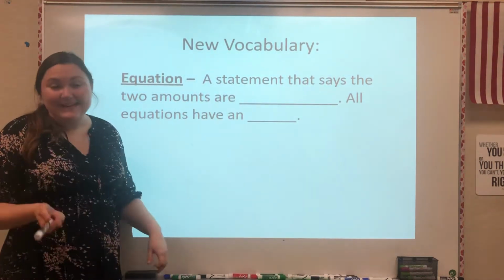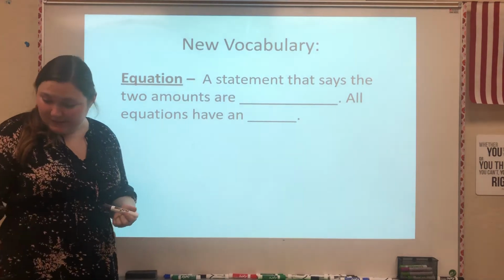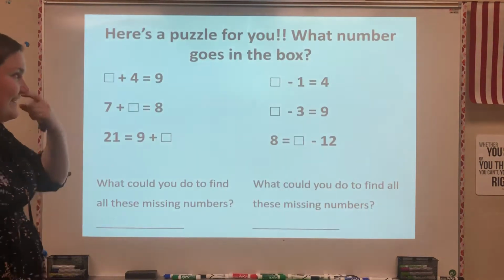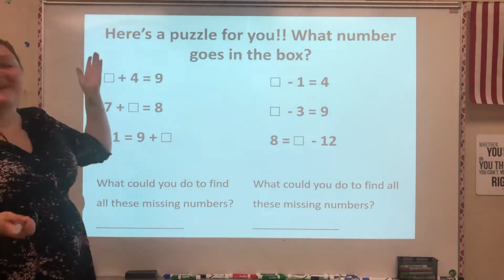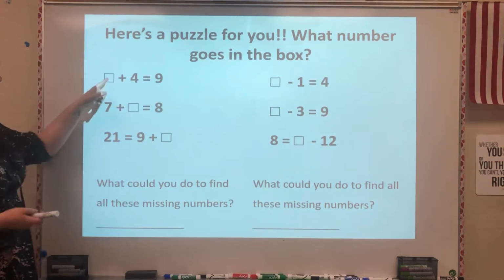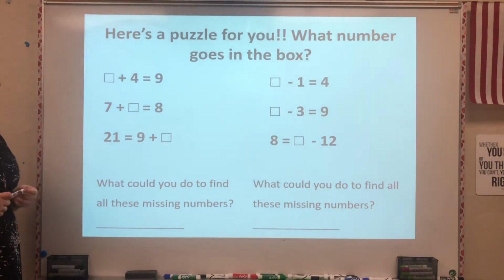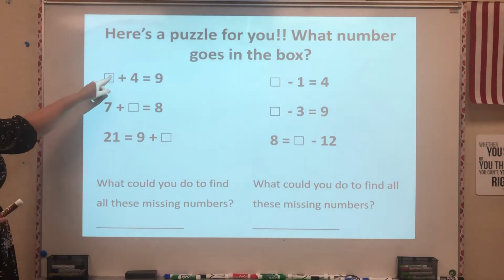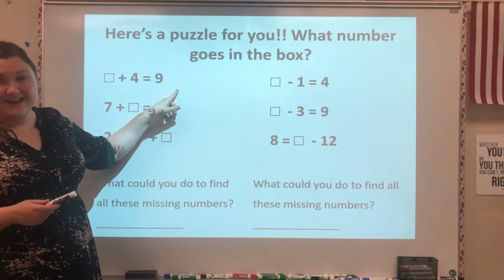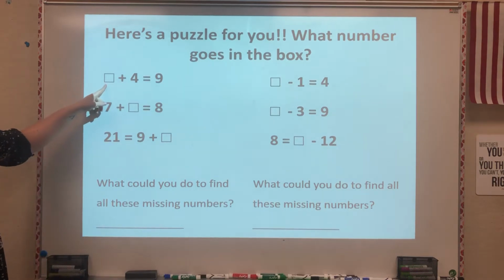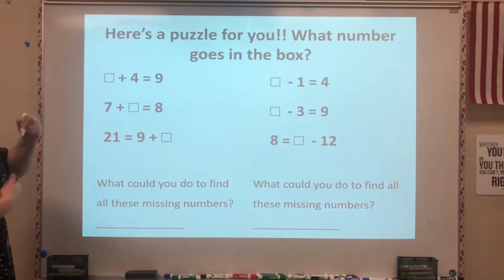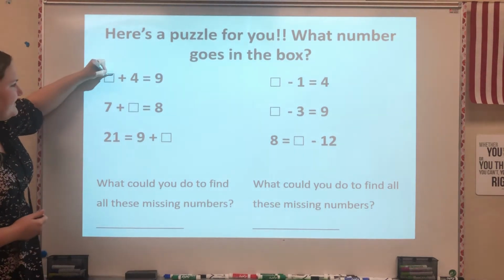To give you an idea of what I mean by solving an equation, I've got this right here. I'm saying it's a puzzle, and the puzzle is to figure out what number goes in this box. So this one right here is saying what number plus 4 equals 9? What is that missing number there? That number would be 5. 5 plus 4 equals 9.